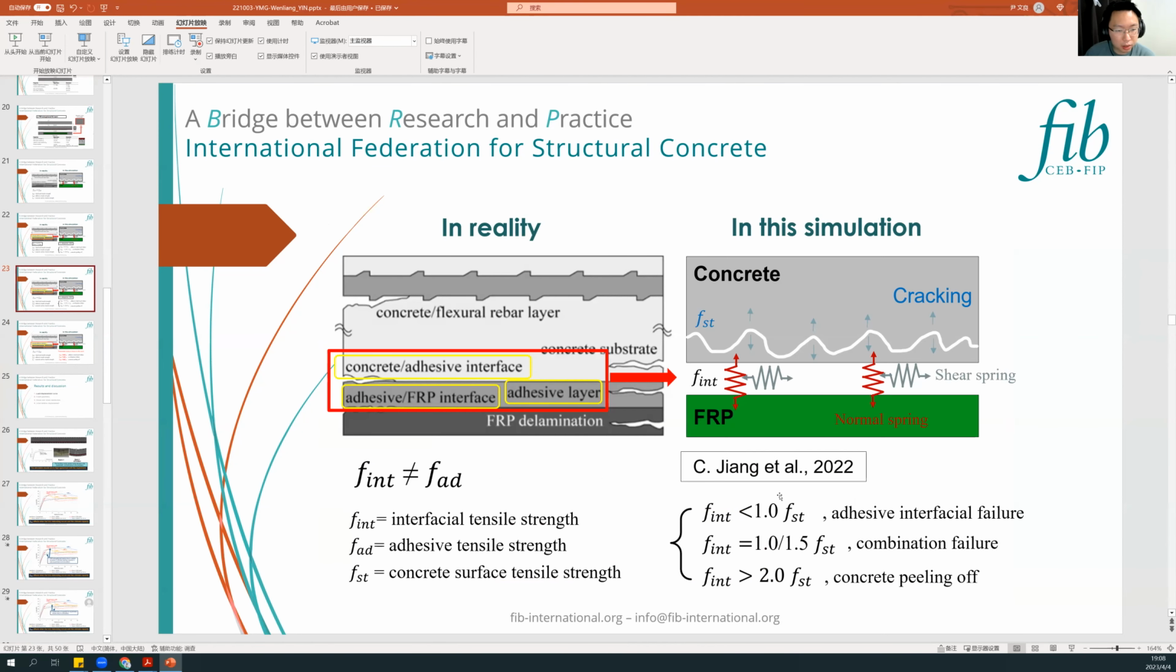Actually, Dr. Zhang has done some parameter studies about the simple pull-out test and about the shear springs. We can say that if F interface is smaller than the tensile strength of the surface concrete, adhesive interfacial failure happens. And if it's bigger than 2 times the FST, the concrete would peel off. So if you change parameter values, the simulation results, of course, will change.